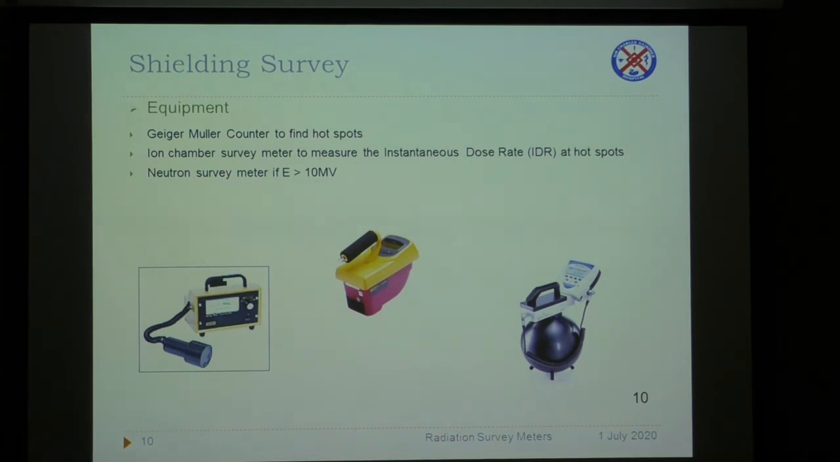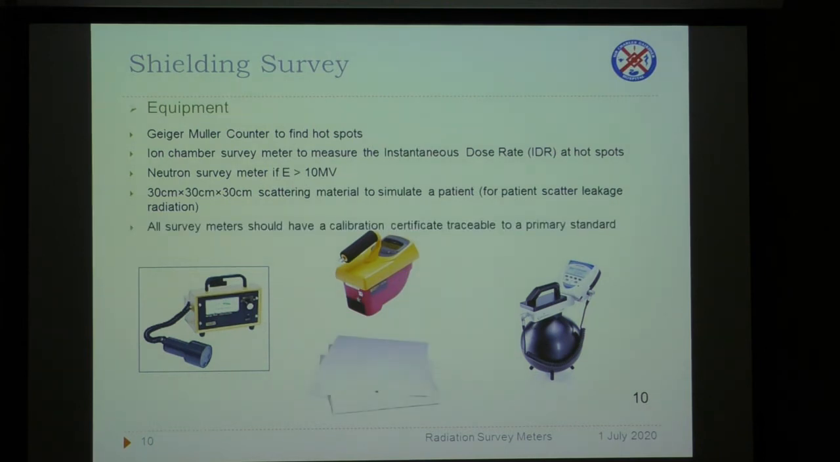A neutron survey meter is required if the energy of your beam is higher than 10 MV. If it's less than 10 MV, you don't need one. The reason is that the threshold energy for photonuclear reactions is roughly 10 MV for most materials, so neutrons will start being produced above that energy. You also need a scattering material to simulate a patient for patient scatter radiation measurements. All survey meters should have a calibration certificate traceable to a primary standard, and they normally come with an uncertainty estimate as well.